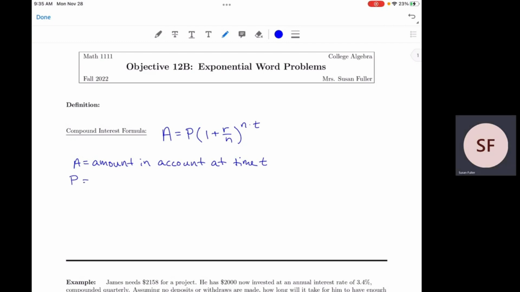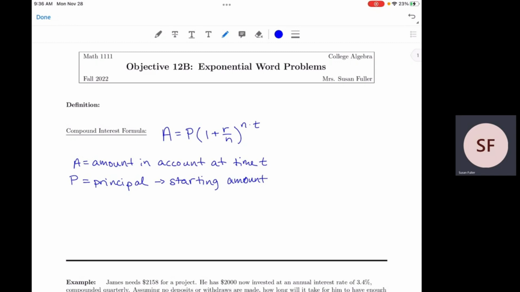P is the principal. It's A-L is how you spell that. It's the principal, which basically means the starting amount. This is the amount that you originally put in the bank, the investment amount. That's how much you invested at the beginning. And this formula assumes that you don't add any money or take any money out. P is the principal. You put that money in the bank and it sits there and is compounded. And A is the amount of money in the account at time T.